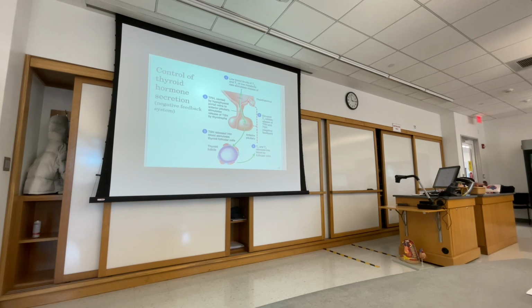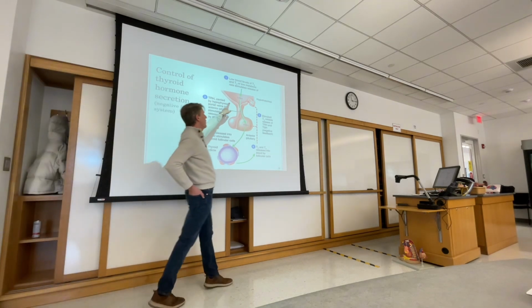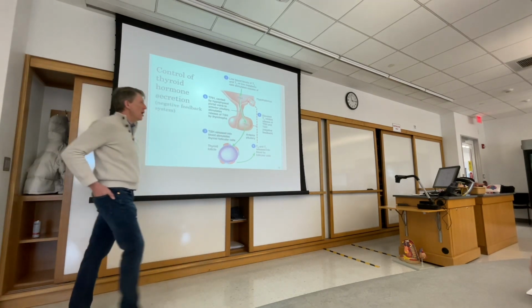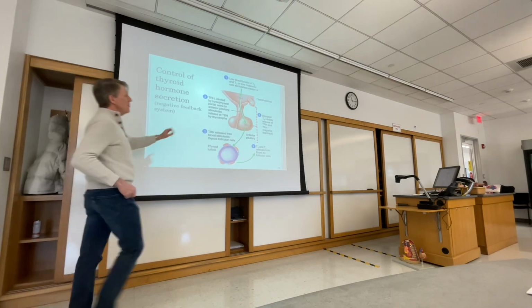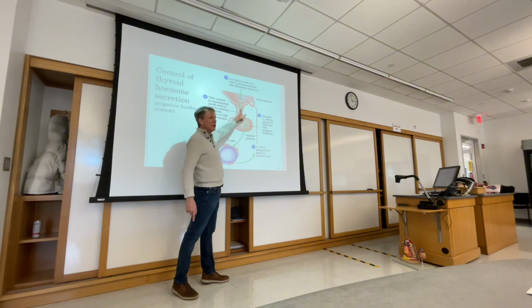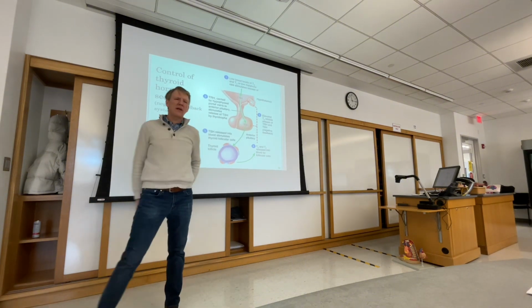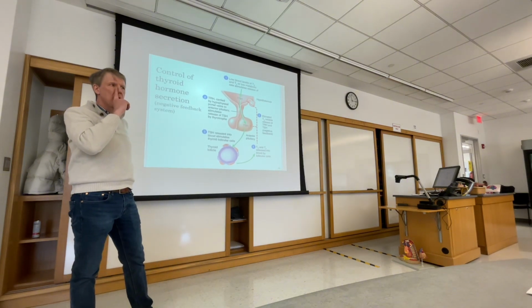Those might be triggers that would then cause the hypothalamus to produce TRH. TRH stands for thyrotropin releasing hormone, and it's going to travel down through that little blood vessel network. Anyone remember the name of that blood vessel network that connects the hypothalamus with the anterior pituitary?